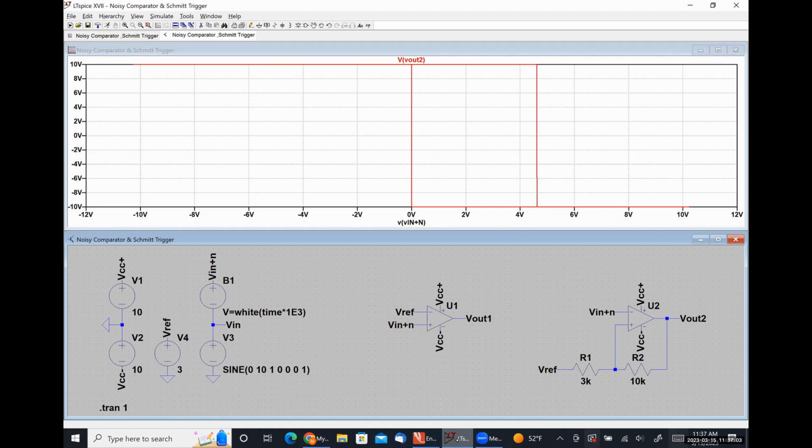So the lower trigger limit is where it transitions from high to low. So this is the lower trigger limit here. So it's staying high until we exceed the lower trigger limit, and then it goes low. And then it stays low until we get less than the upper trigger limit, and then it goes high.